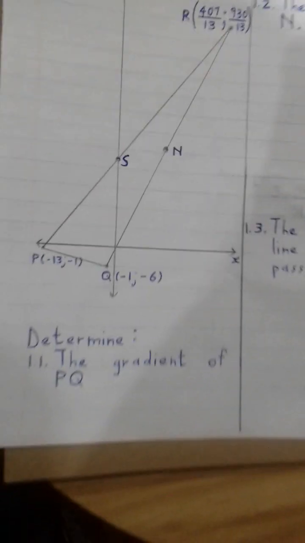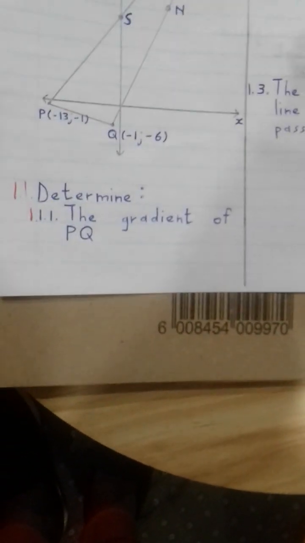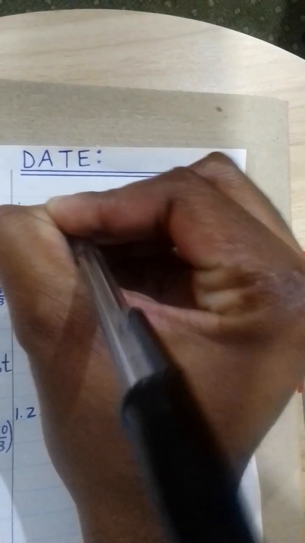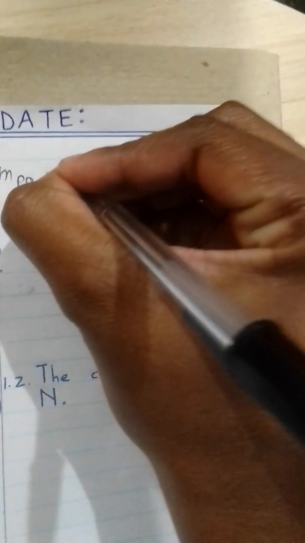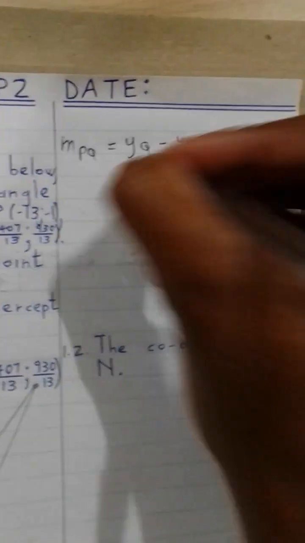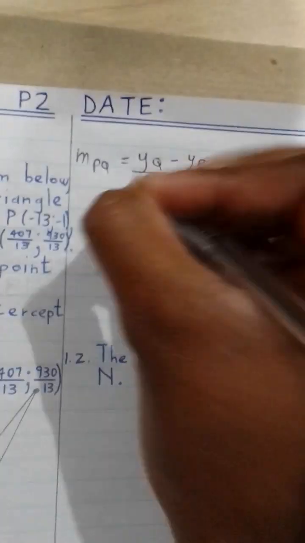Okay. So it should have been my mistake. The numbering 1.1. Then you have 1.1.1. 1.1 states determine. 1.1.1 states the gradient of PQ. So the gradient of PQ is equal to YQ minus YP, okay, over XQ minus XP.